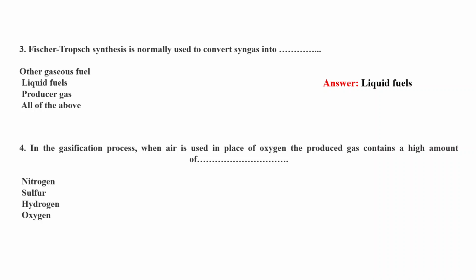In the gasification process, when air is used in place of oxygen, the produced gas contains a high amount of. Anyone? No one knows the answer? Okay, then let me tell the answer. It is nitrogen. So, as I told, if in place of oxygen we use air during the combustion, then the produced gas consists of a high amount of nitrogen.